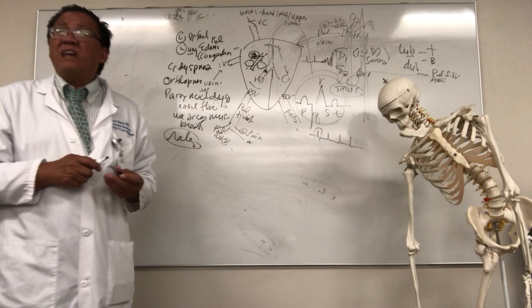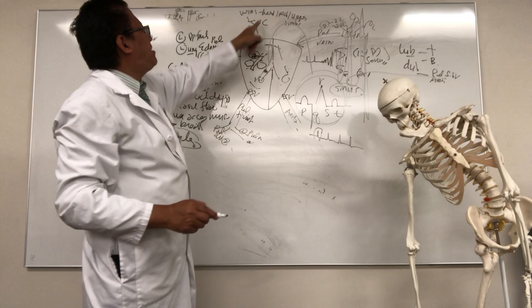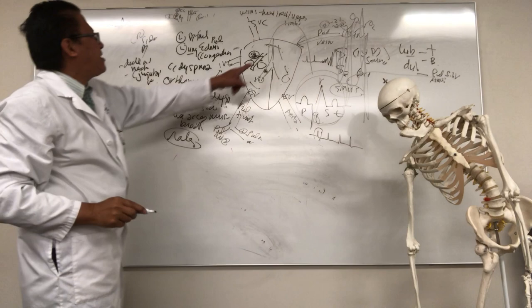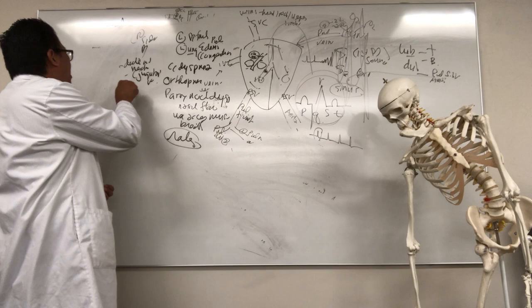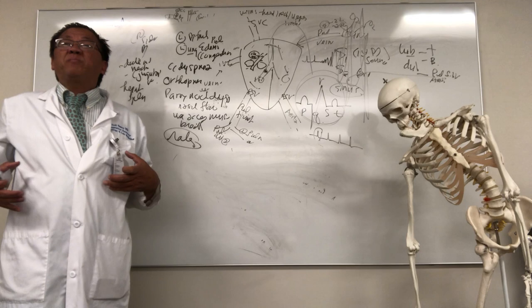What about right-sided backward failure? If it's right-sided, that means it goes back where? To the body, to the veins. What happened to the neck veins? Distended what? Neck, or what's another name for neck? Jugular. So that's the jugular veins. What happens if it goes back to the abdominal organs? You have hepato what? Hepatosplenomegaly. Why? Because the blood goes back to the liver and the spleen, they become enlarged. That's the reason why they become enlarged. Hepatosplenomegaly means it's filled with blood.